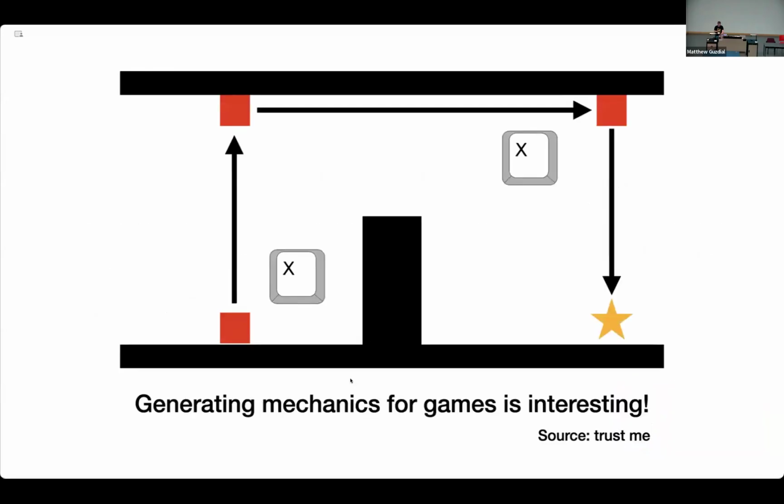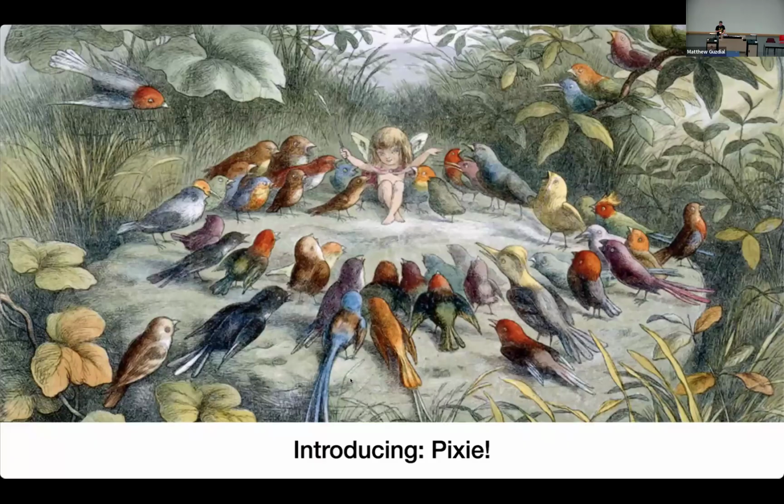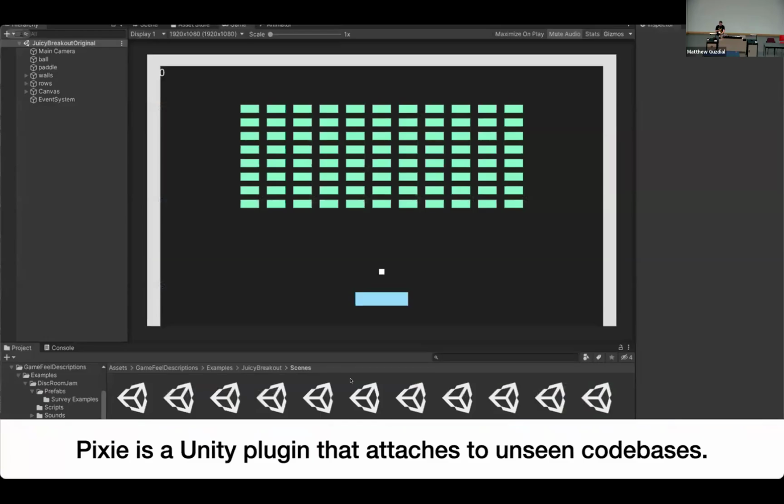Generating mechanics is interesting. You just saw why. But here's the thing. Often when we build AGD systems, we build them for very bespoke research environments. So I had this question on my mind for like a decade of what would it actually mean to integrate some of these with real games that we hadn't seen before. My answer is this system called Pixie.